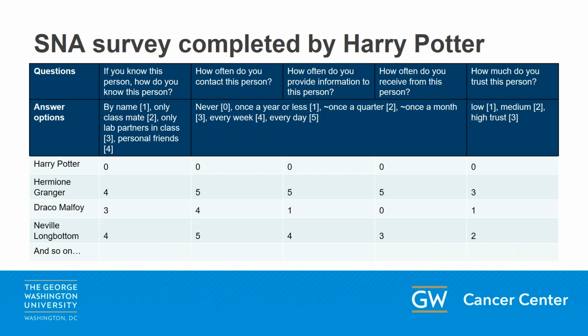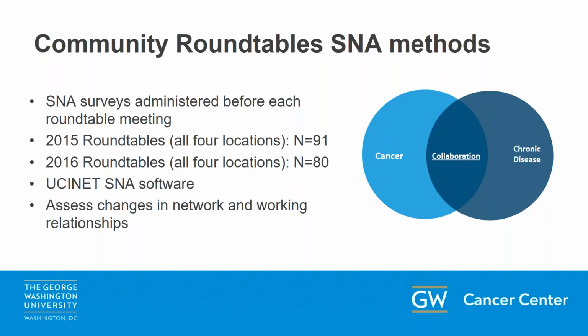But on the other hand, looking at Draco Malfoy, he's a school bully, and Harry will maybe know him as a lab partner and have weekly or so contact with him out of necessity. But he may not share or receive school secrets or gossip with him, and he certainly will not have a high level of trust in Draco. So in this way, each network member will complete the same survey and assess their relationship with the other members of the network. The questions can be adjusted depending on the type of information you want to collect. So these are just examples of what we collected as a part of our Roundtable initiative and employed this strategy.